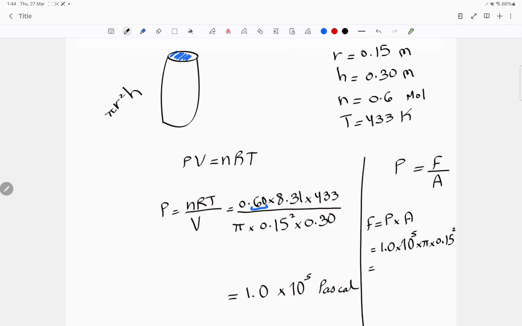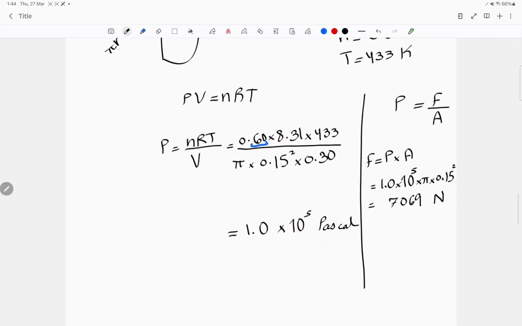Okay. I got 7069 after rounding, but again, I should have how many significant figures? 2. So I'm going to make it into 7100. Okay, because the zeros in a whole number on the right don't count.